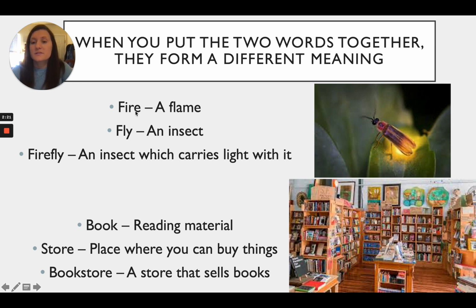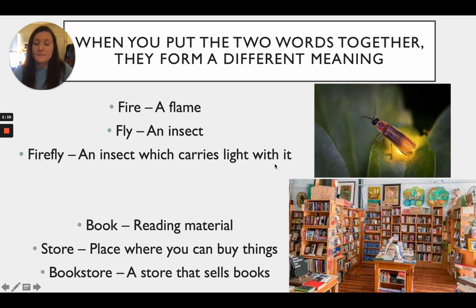So another example here would be fire, which is a flame, and fly, which is an insect. So if we put fire and fly together, we get the compound word firefly, which means an insect which carries light with it.